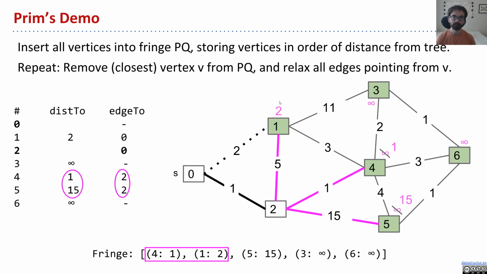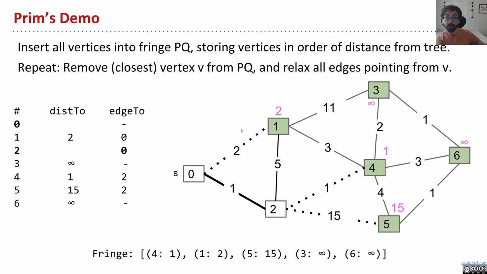This one does not. And the reason it does not is because we already have a better way to get to vertex 1. So we'll update the fringe, we'll update the edge to and distance to. And at this point, we basically have 2 provisional edges that we've just added to the minimum spanning tree. We have 1 leftover provisional edge, and then we have one edge that is never going to be part of the spanning tree, no matter what.